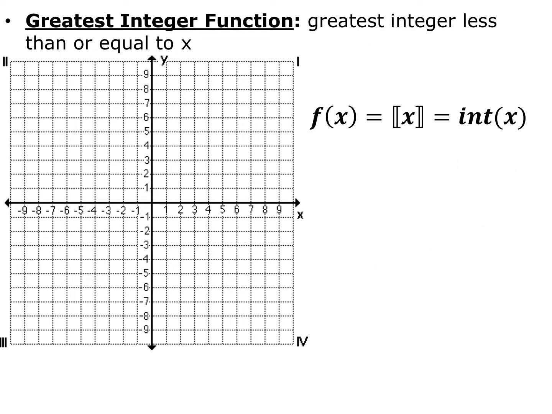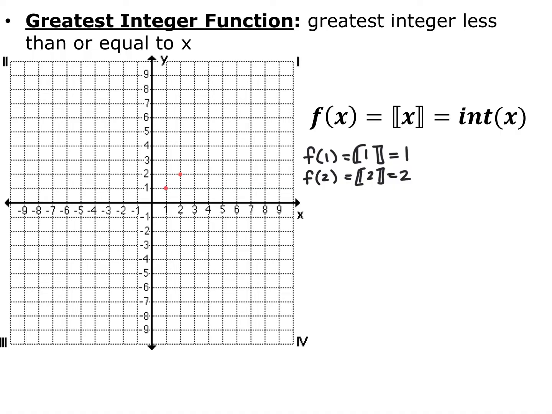Another parent function that we talk about a little bit is the greatest integer function, which, whatever the input is, the output will be the greatest integer less than or equal to that input. We notate it with this double bar bracket or INTX, which is kind of the graphing calculator notation for it. Whatever your input is, it will give you the integer that is less than or equal to it.